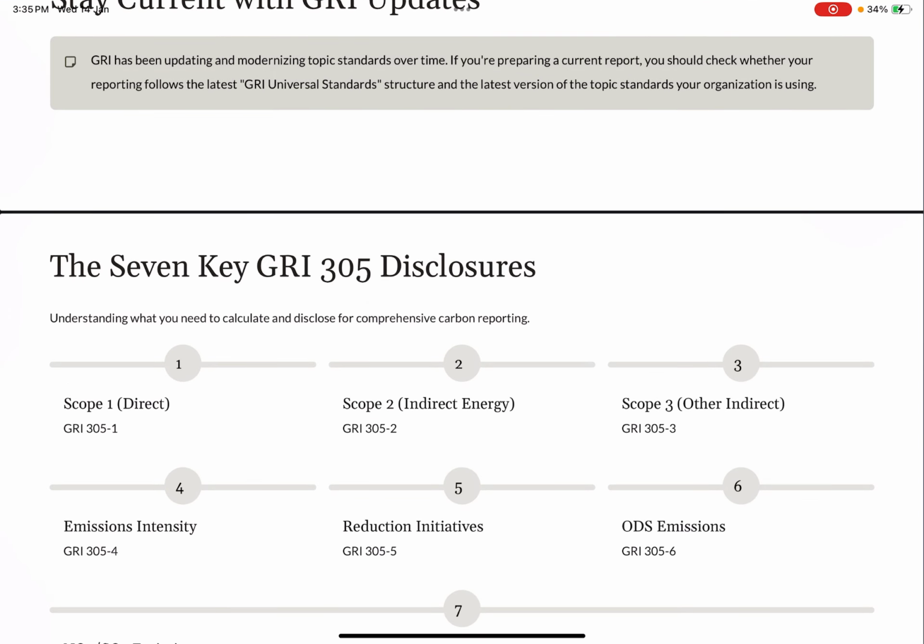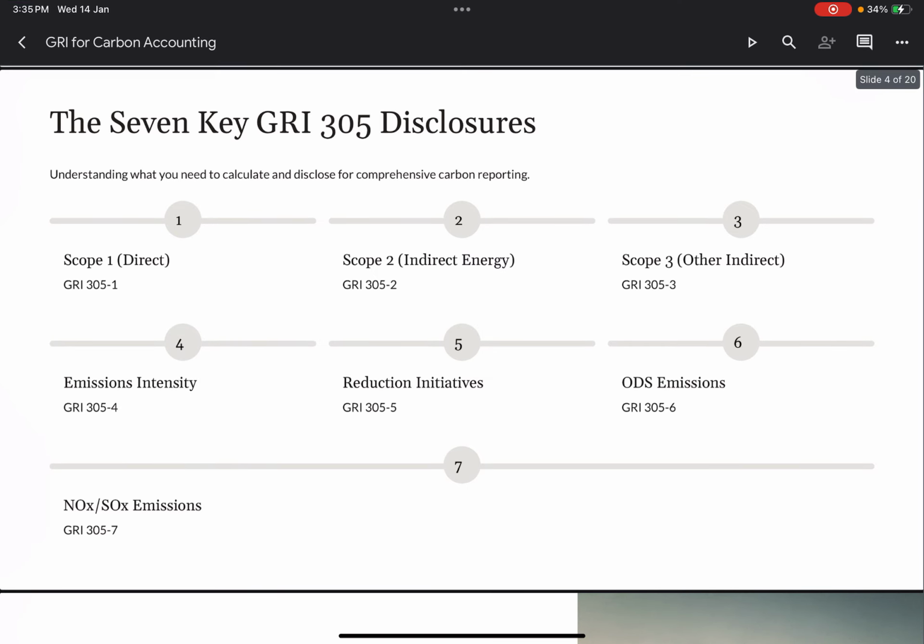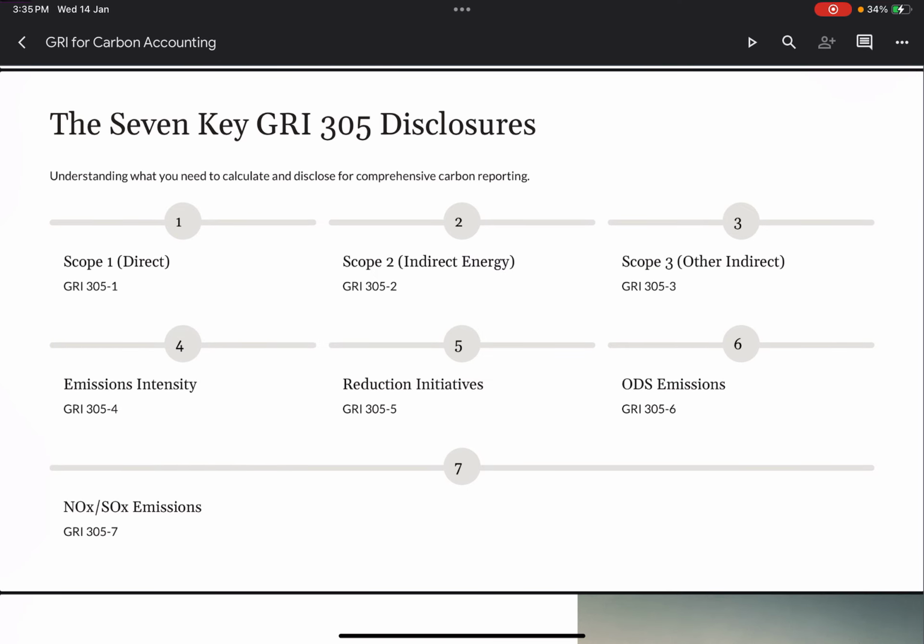There are 7 key GRI 305 disclosures. 305-1 is scope 1, 305-2 is scope 2, and 305-3 is scope 3. So, scope 1 we had already discussed. It is the direct emissions which are measured. Direct means those emitted directly from the industry.